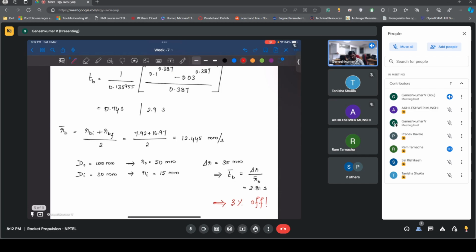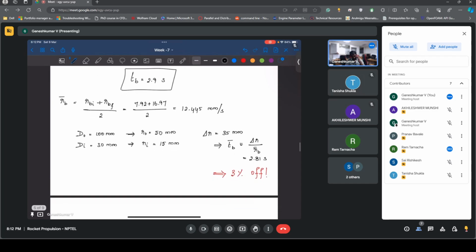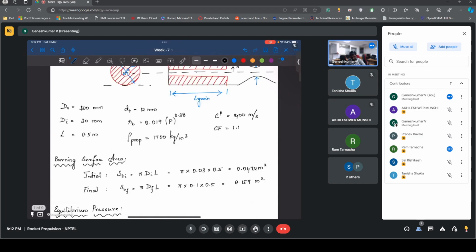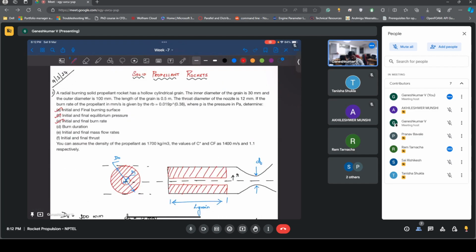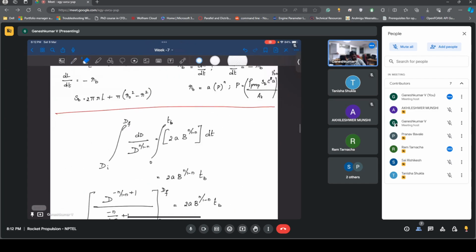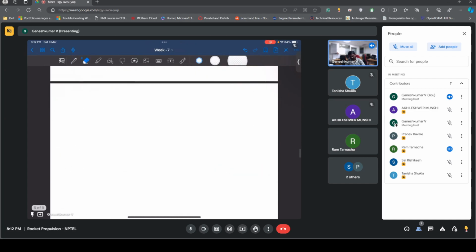Alright, I hope everyone is able to get this 2.9 seconds. Yes, sir. Okay, thank you. So I think this one is also done. Now it's straightforward. Now you can easily find the initial and final mass flow rate and the initial and final thrust. That should not take much time.